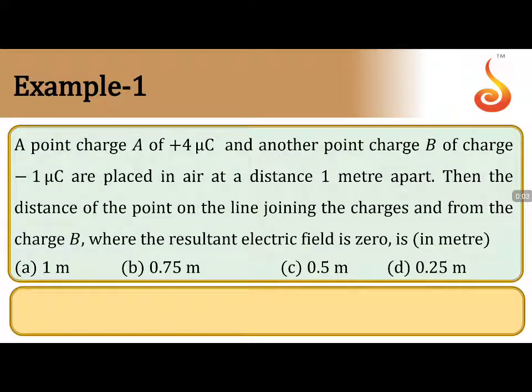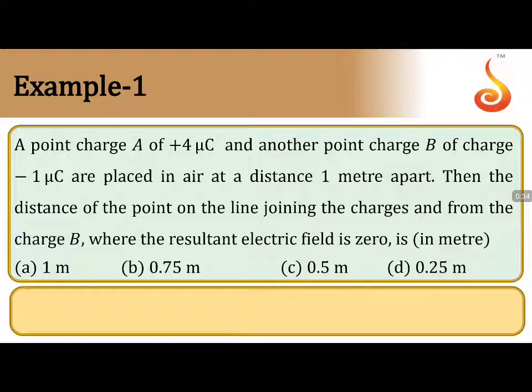A point charge A of 4 microcoulomb and another point charge B of charge minus 1 microcoulomb are placed in air at a distance of 1 meter apart. Then find the distance of the point on the line joining the charges and from the charge B, where the resultant electric field is 0. So the point where the net electric field is 0 is called the null point.